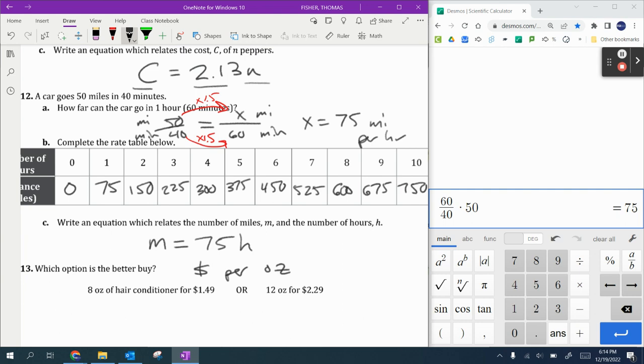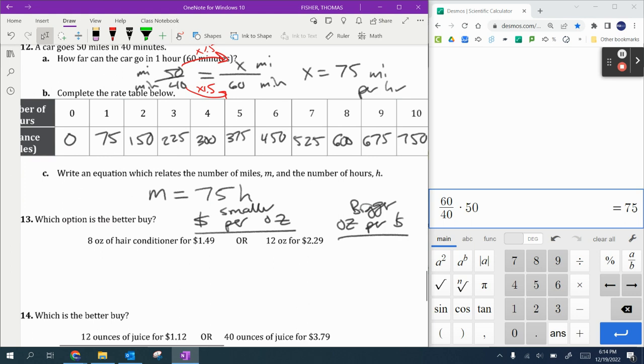And then for our best buys down here, I always do the price per ounce. You can do it either way though. You could definitely do ounces per dollar. But if you do the price per ounce, you want the smaller option because it's cheaper. If you do ounces per dollar, you want the bigger option because you get more for $1. So I'll show it actually both ways.